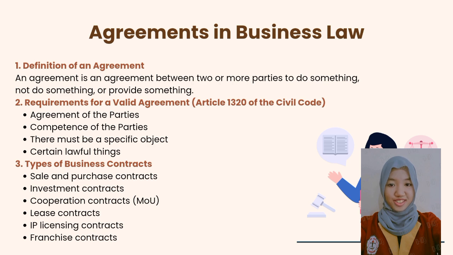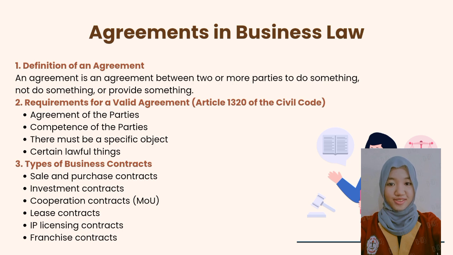3. Types of business agreements. Some forms of agreements commonly used in the business world include: 1. Sales and purchase agreement. Regulates the transaction of goods or services, including price, quality, and delivery. 2. Investment agreement. Includes capital participation, profit sharing, and investor rights. 3. Cooperation agreement, MOU/partnership agreement. Used for cooperation between companies on specific projects.